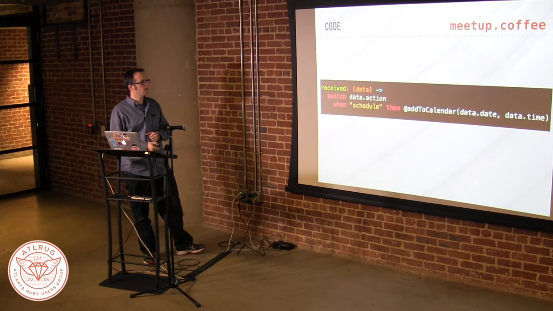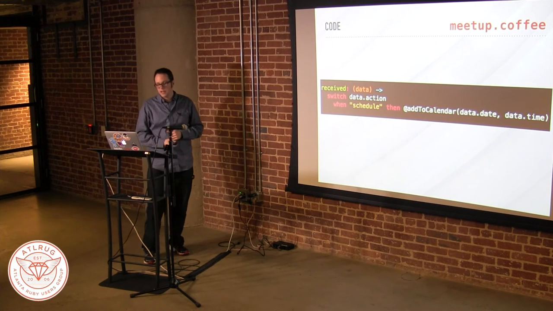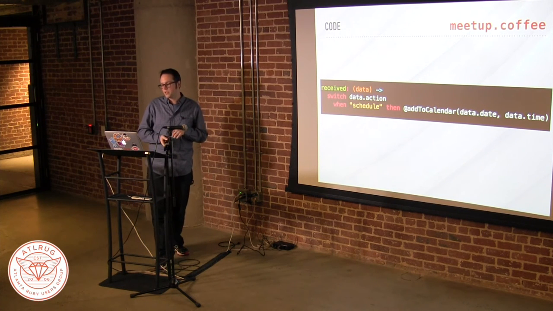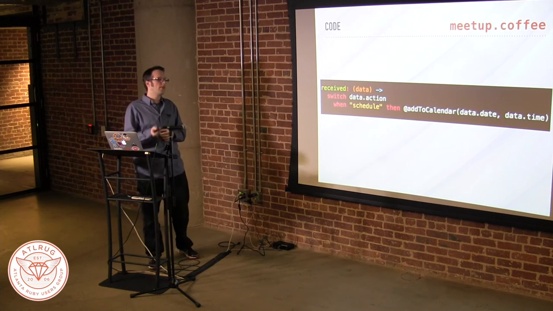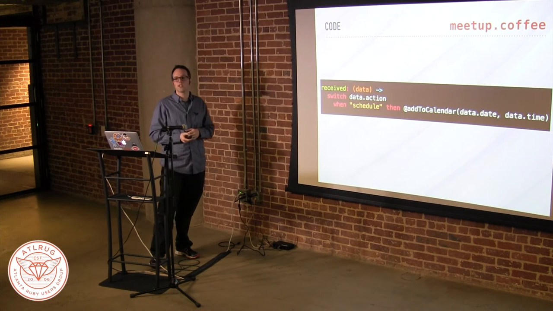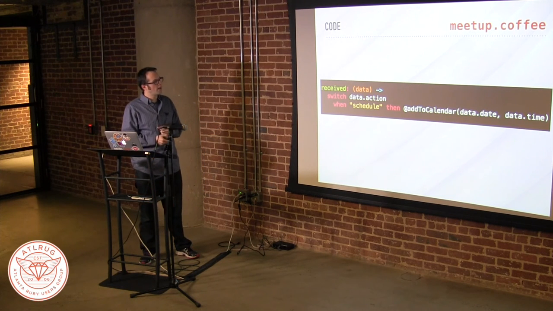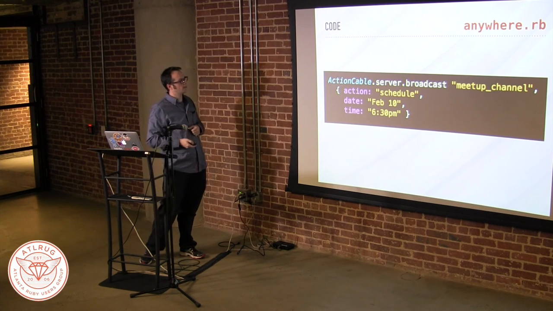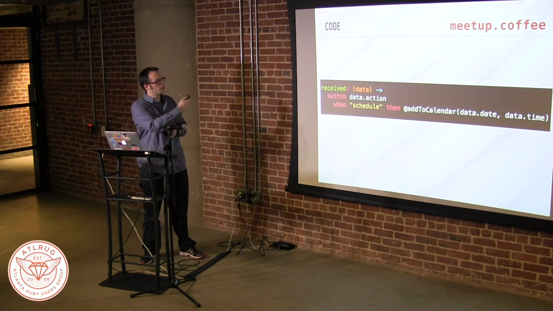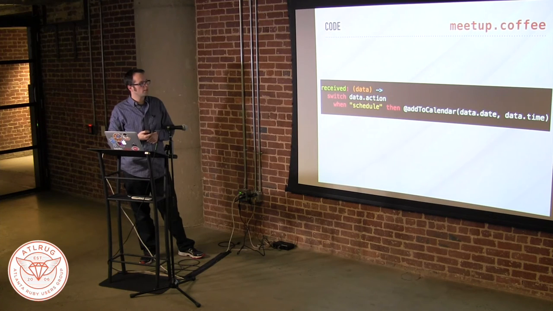So in the receive function, you might receive that data like this. I personally like using a switch statement here to identify desired actions. Obviously, we only have one action right now, so it doesn't make too much sense. But if I wanted to do other things other than schedule, I could just add another line here. So once again, we have an action, a date, and a time, and that's just right in that data object.